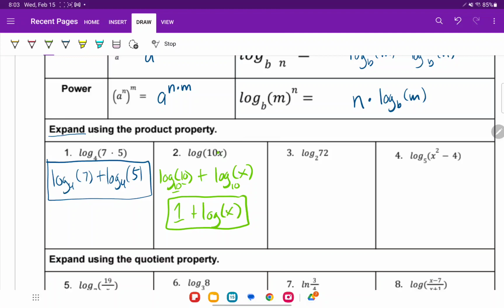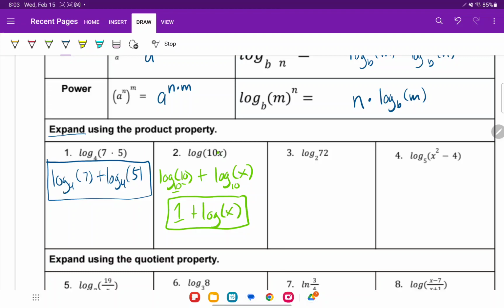All right, the next one is a little bit different. It says log base 2 of 72. Again, they want us to expand it using the product property. So in this case, you would just separate it into two numbers that multiply to 72. I could use 9 and 8, I can use 2 and 36, and so on. So let me show you what I would do.